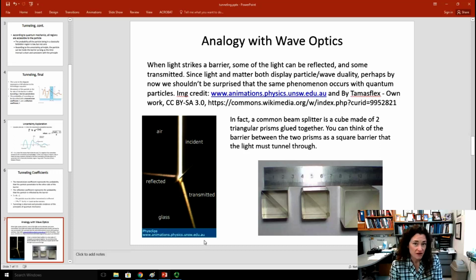Well, in fact, a beam splitter, pictured here, a common one, is just two triangular prisms secured together, right? And they're secured together with some kind of epoxy, usually. And so you can think of a beam splitter for light as the light tunneling through that barrier of the epoxy or resin or air or whatever holds the two pieces of glass together, right? And remember that beam splitters, that's what they do. They reflect and transmit light. Okay.